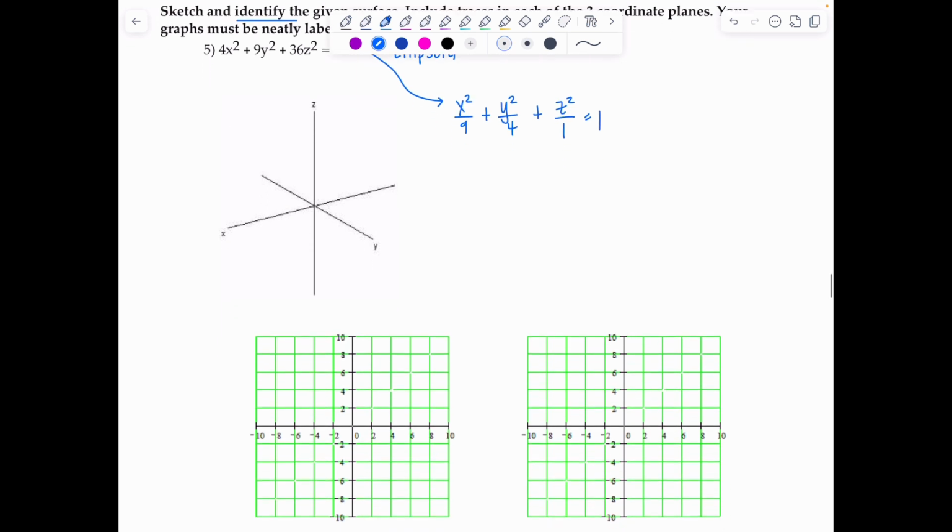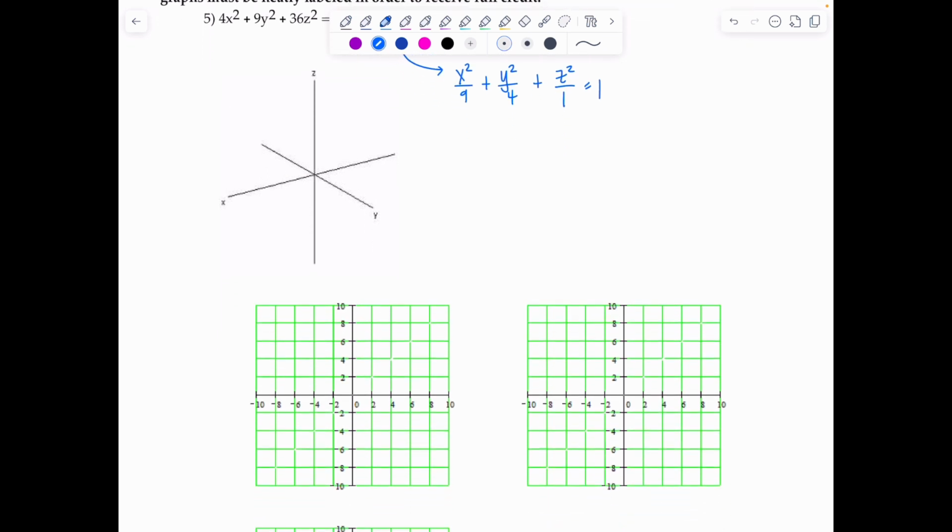Let's do the traces in all the coordinate planes first. So in the xy plane, z is equal to 0. So if I substitute in 0 for z into the ellipsoid's equation, I'll get the trace in the xy plane. So we have x squared over 9 plus y squared over 4 equals 1. That's an ellipse, hence this is an ellipsoid. We're very wild with how we name things in math. So in the x direction, the intercepts will be at plus or minus 3, and in the y direction, plus or minus 2. Great.